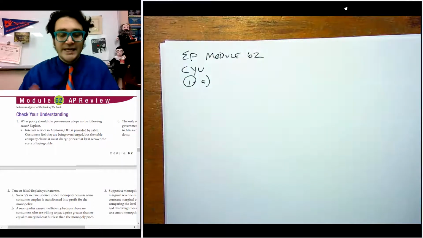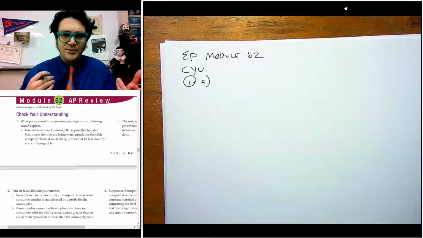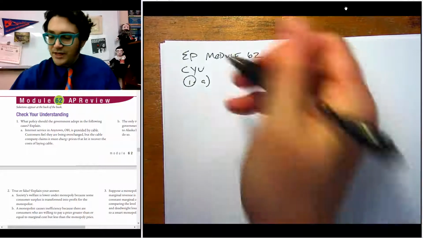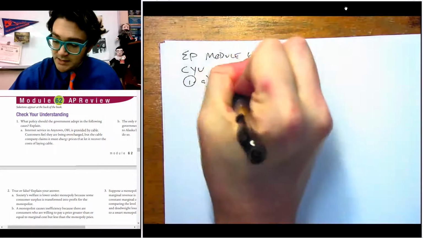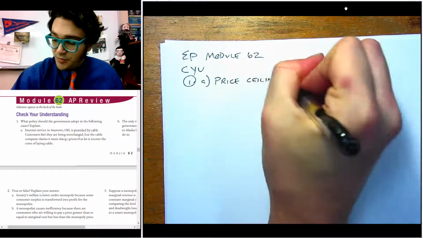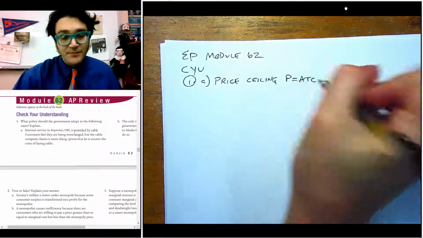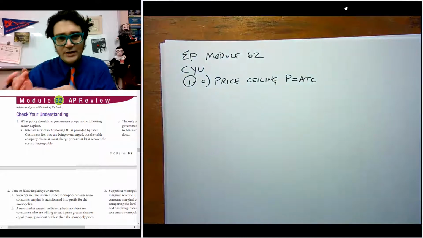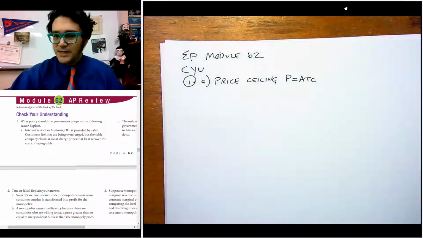And in part A, it's a cable company, and consumers feel they're being overcharged, but the company says it needs to cover its costs. So the government could set up a price ceiling, right, or a price maximum, with the price equaling the ATC. And if they do that, then they essentially are telling the monopolist you're allowed to break even, and it'll bring that price down a little bit.